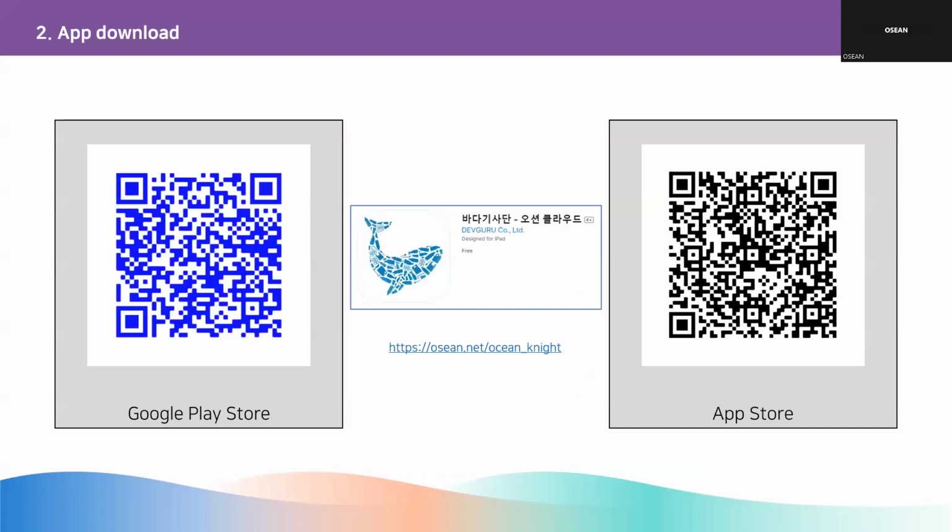Moving on to app download. Please pause this video here and scan the QR codes with your phone. The QR code on the left is for Android Google Play Store, while on the right is Apple Store. The QR code should lead you to the app's main page, which looks like the picture in the middle.